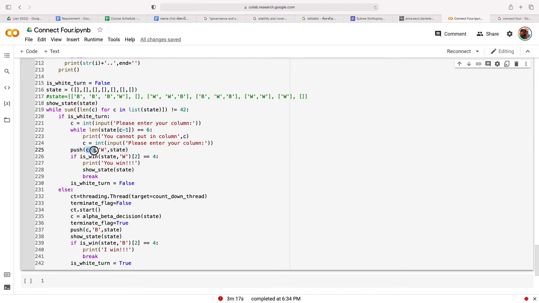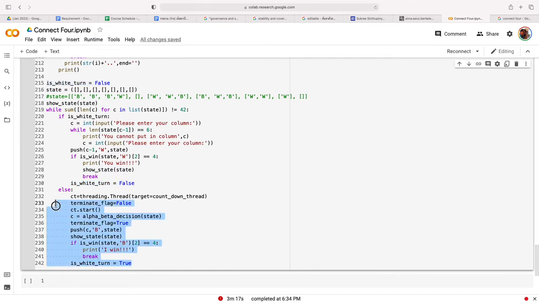Because the number of the column that the user enters starts from 1 2 3 4 5 6 7, but in our program we start with 0 1 2 3 4 5, so we push it at C minus 1, the one that we got from the keyboard. So this is a win state. The values are only 4 and minus 4. If the value is 4, it means that your opponent, the human, will win, so you can break. If not, set the white turn to false, and then go to your computer part.